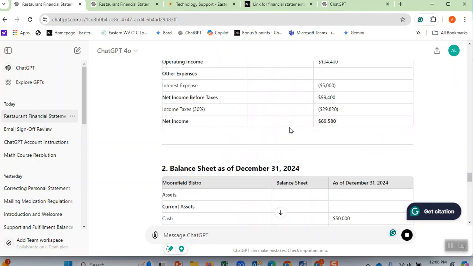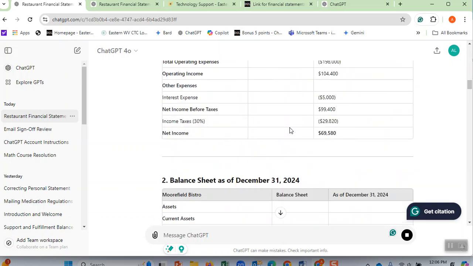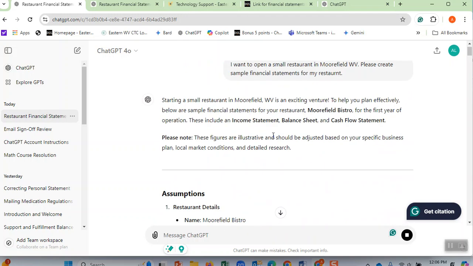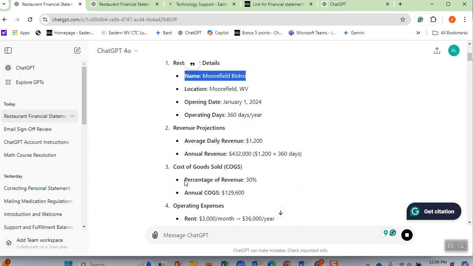financial statements, which is right here. Let's see what it created. It created first some information. A small restaurant is exciting, and it is telling me the assumptions it is making, like suggestions for the name and opening date, and then it says projections: average daily revenue, $1,200 a day.